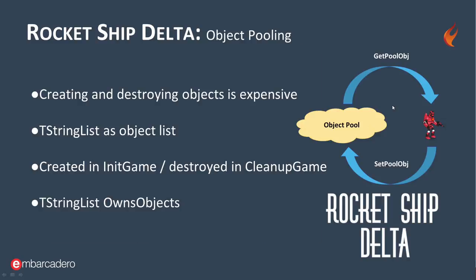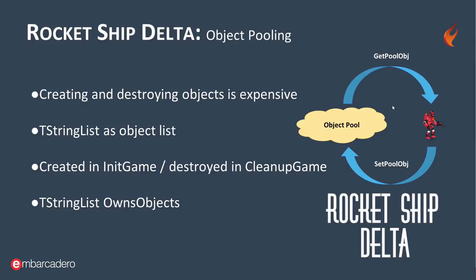Let's talk about object pooling. Creating and destroying objects on mobile can be expensive performance-wise. The TStringList component was used to implement a simple object pooling system. When the game is initialized, all of the object lists are created. If a new object like an enemy, explosion, or projectile is needed, it is created and added to a list. Once it is no longer needed, it goes back into the list for reuse later.